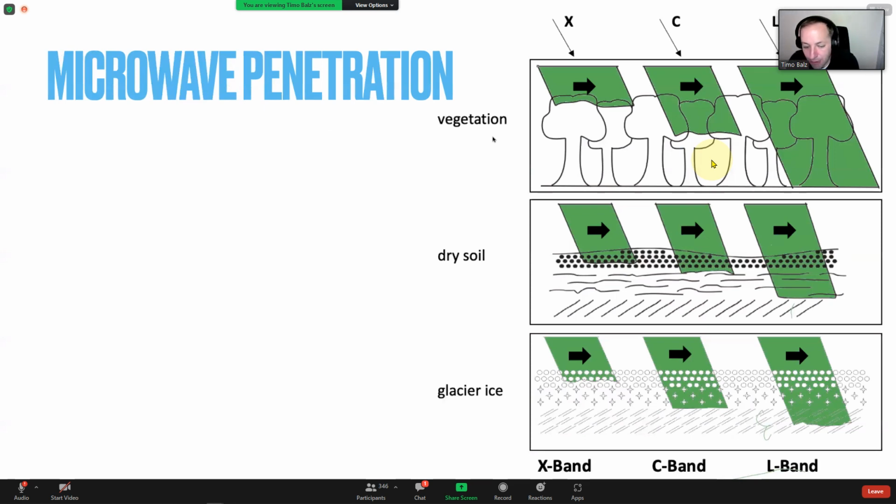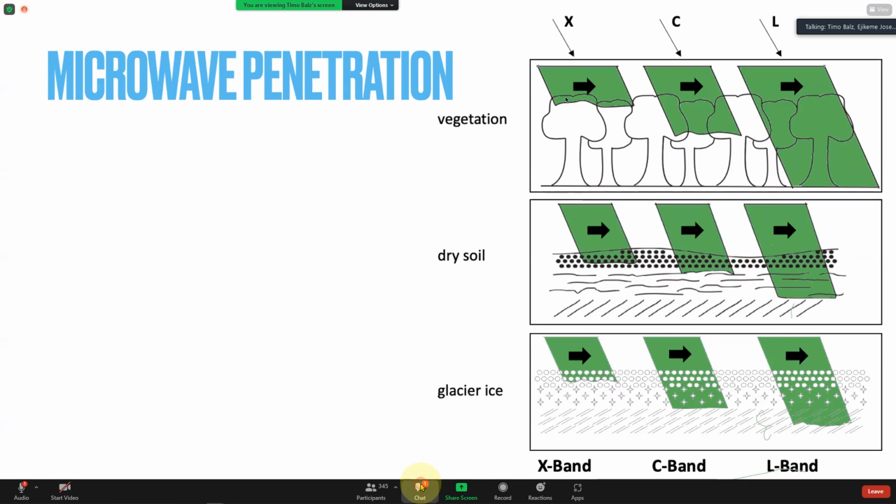Penetration, right? This is an important point. Yes, your signal can penetrate. If you have a short wavelength signal, like the X-band here, you enter the canopy a couple of centimeters. With C-band, you go much deeper. And with L or P band, you can reach down to the ground. Now, this is very important for you to know and understand. Why is that important?